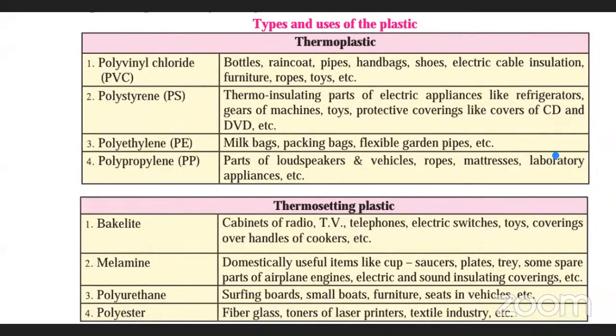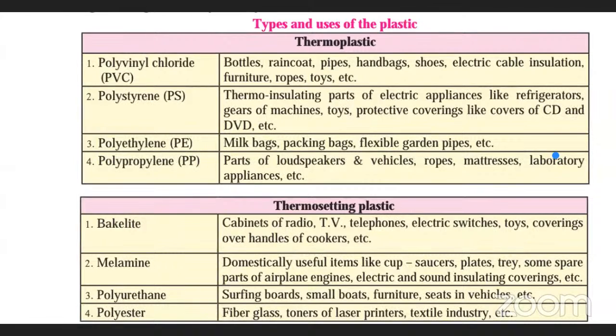Then next is PS, that is polystyrene. This polystyrene is used for thermo-insulating parts of electric appliances like refrigerators. Again, toys are there, then protective coverings like covers of CD and DVD. So different types of uses are given here. Then milk bags, packing bags, flexible garden pipes. Whatever milk bags there are, they are very thin, we know, very thin milk bags are there.